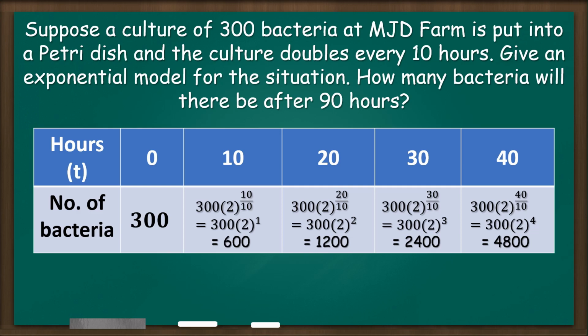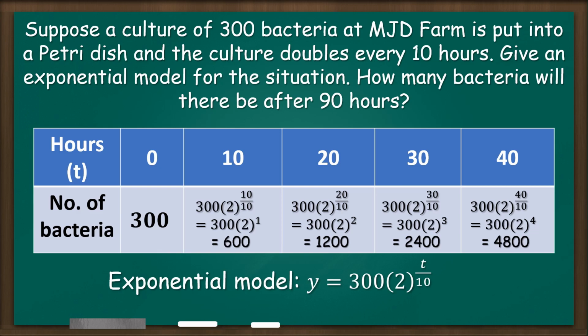At 20 hours, we have our computation that is 300 multiplied to 2 raised to 20 all over 10. Simplifying our exponent, we will have 300 multiplied to 2 raised to 2. Simplifying our term, we will have 1200. Our number of bacteria for 20 hours is 1200. For 30 hours, we have 2400. For 40 hours, we have 4800 number of bacteria.